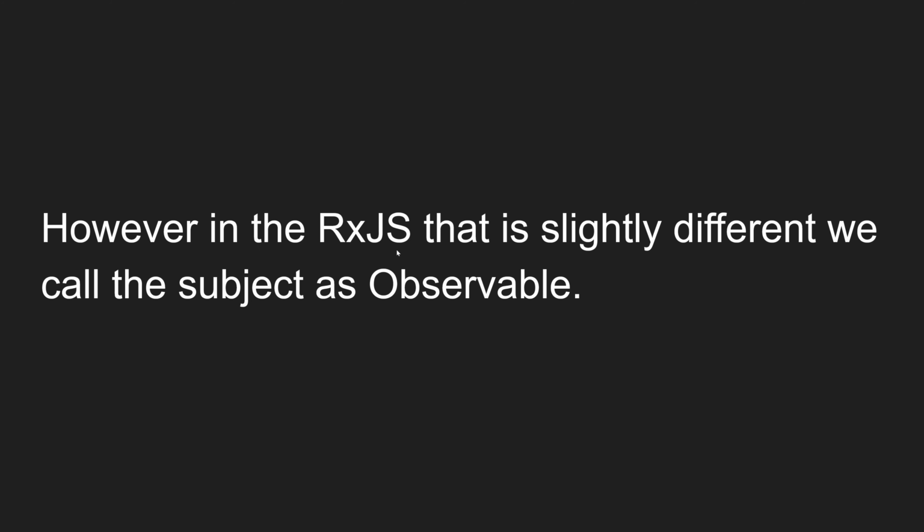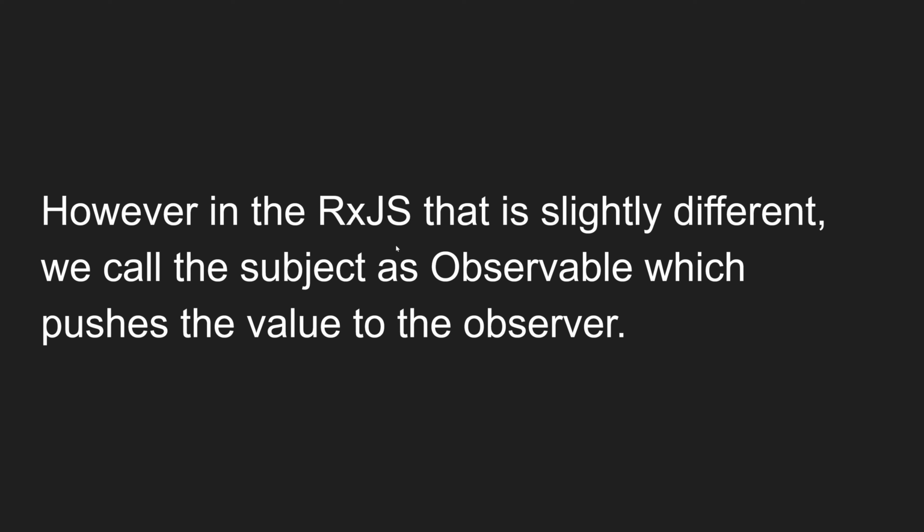However, in RxJS, this is slightly different. We call the subject an observable. This is the terminology you need to remember. The subject who is emitting the value, in RxJS terminology, is an observable. The observer is the one who wants the data from the observable. Those are called observers, and the one who is sending the data is called the observable in RxJS terminology.